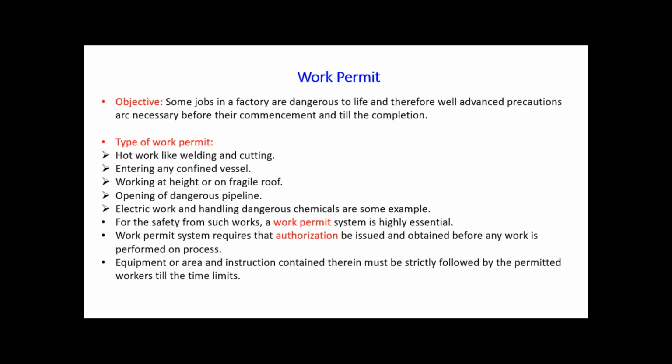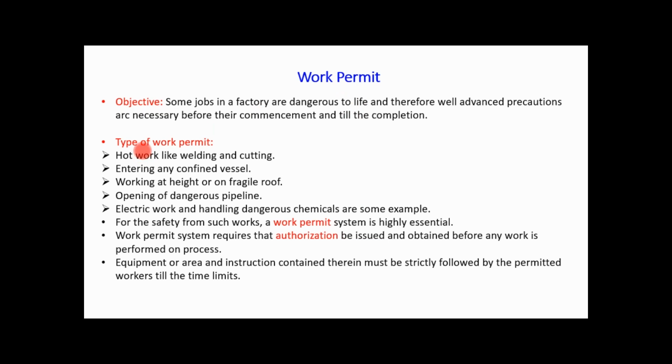That is why we must know in industry that sometimes we need a work permit system for starting a specific hazardous operation, also called a dangerous operation. In your industry also there may be dangerous operations which need a work permit. The objective of the work permit is that in a factory there are dangerous operations and equipment dangerous to life, and therefore well-advanced precautions are necessary before their commencement and till their completion. For reducing the risk to life due to dangerous operations, dangerous equipment, or unsafe conditions or unsafe acts, we have to use this work permit.